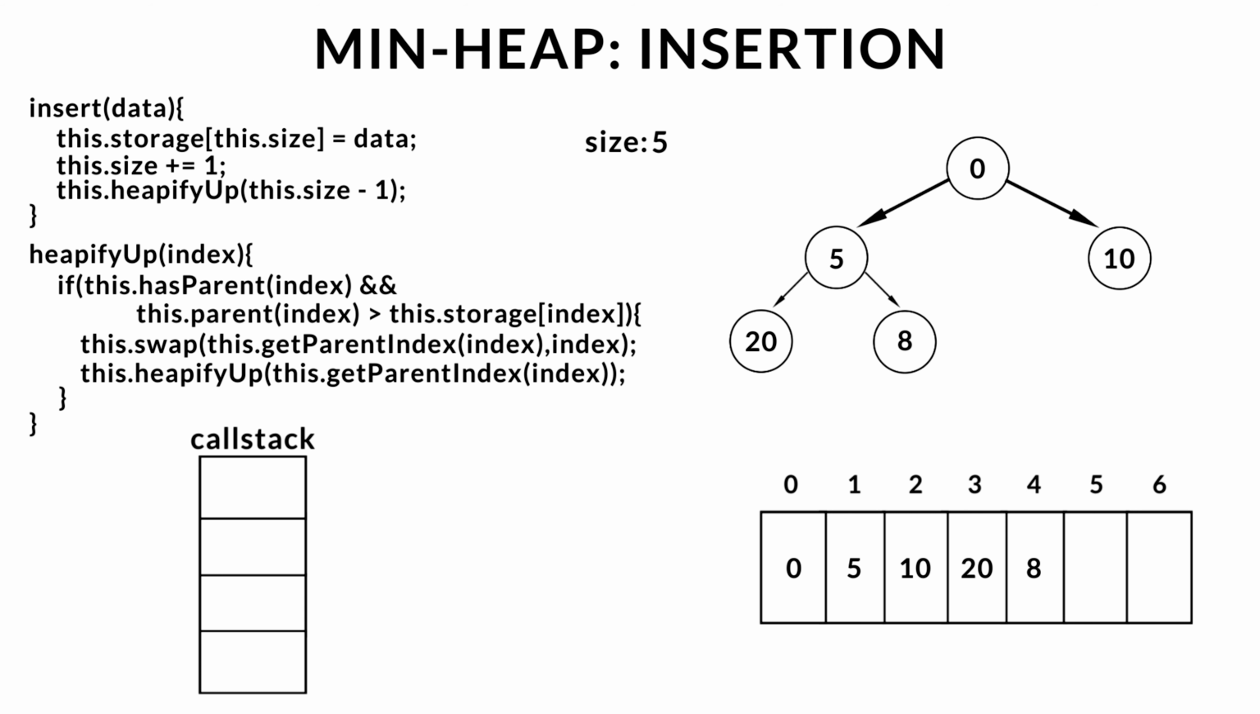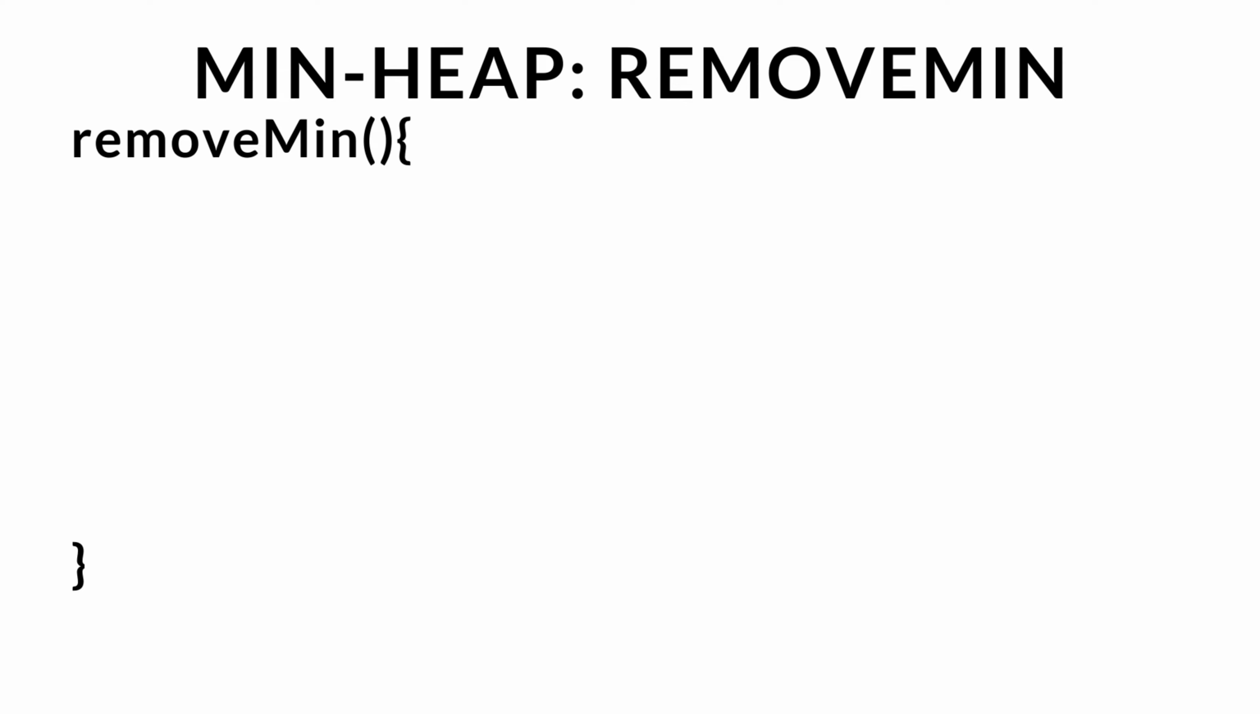Alright, so now that we talked about the iterative and recursive implementation of the insert method, let's go ahead and talk about our removeMin method. So our iterative removeMin method removes and returns the min element. First step, we check to see if our heap is empty. If it is, let's go ahead and throw an error.